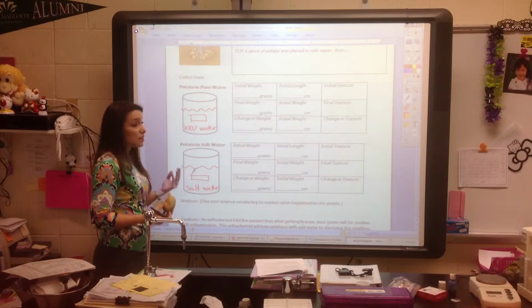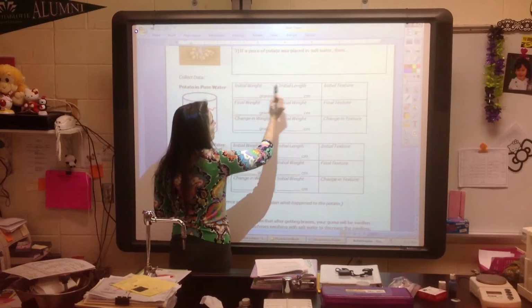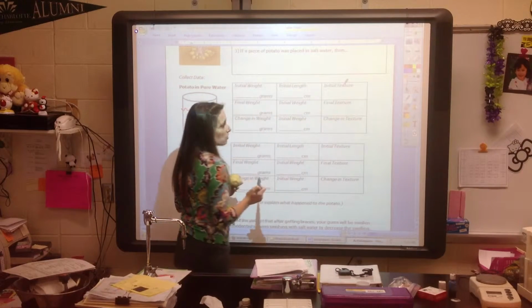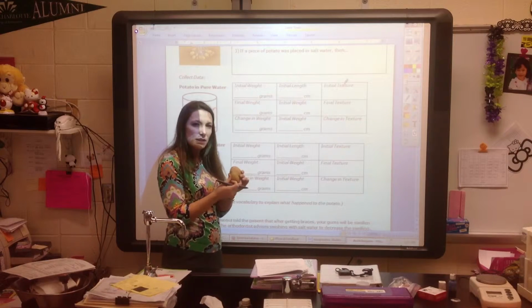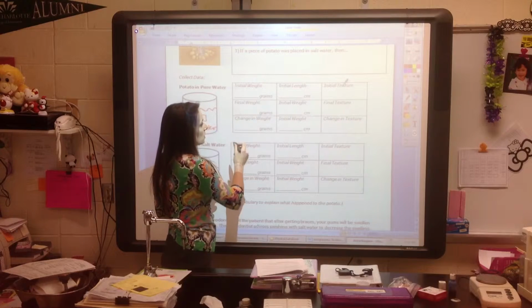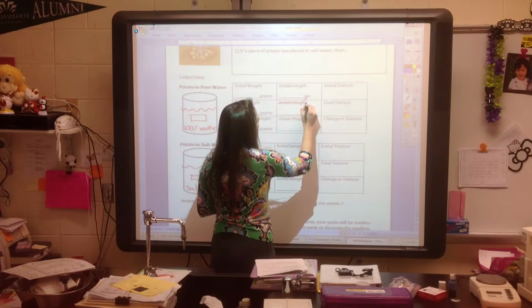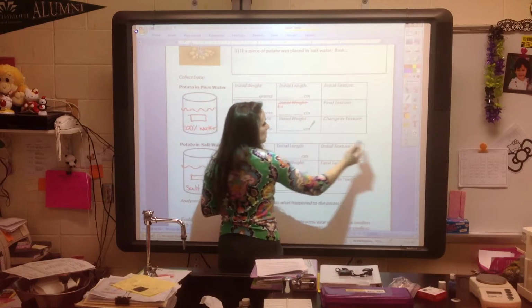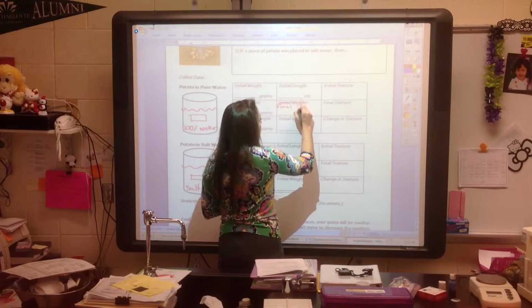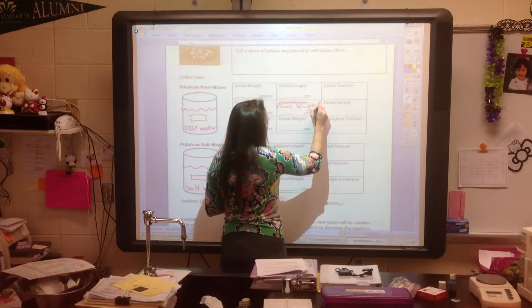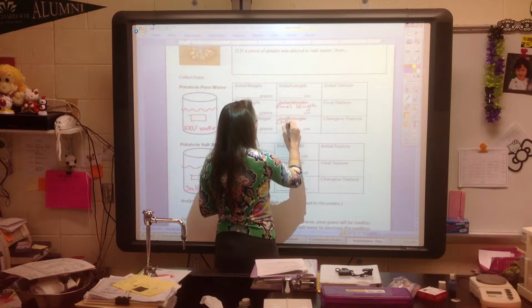Now, if we want to truly collect data, we need some measurements. And so we're going to look at weight, length, and texture. So how much does the piece of potato weigh? How long is it? And what does the piece of potato feel like? But you'll notice that here I made some mistakes. This should say final. Final length. And this should say change in length.